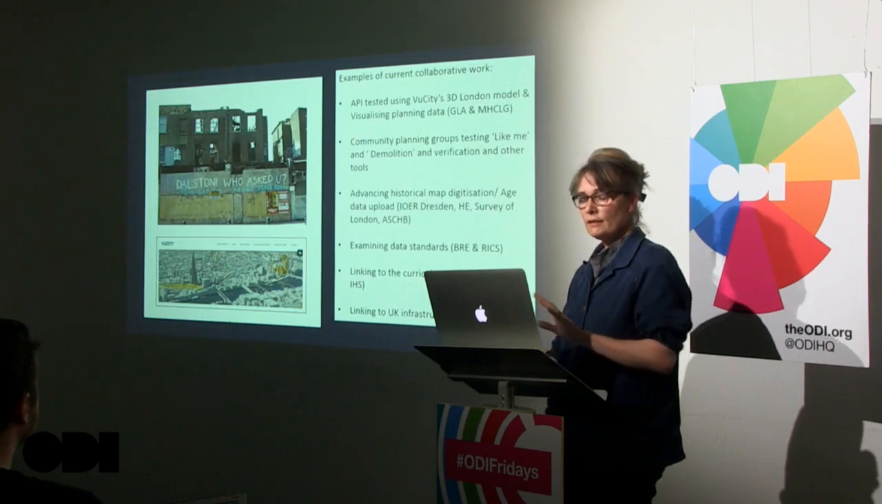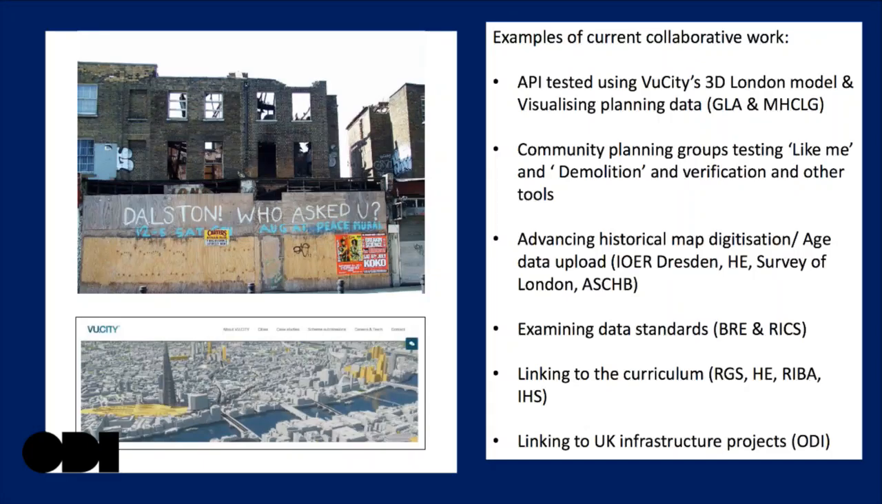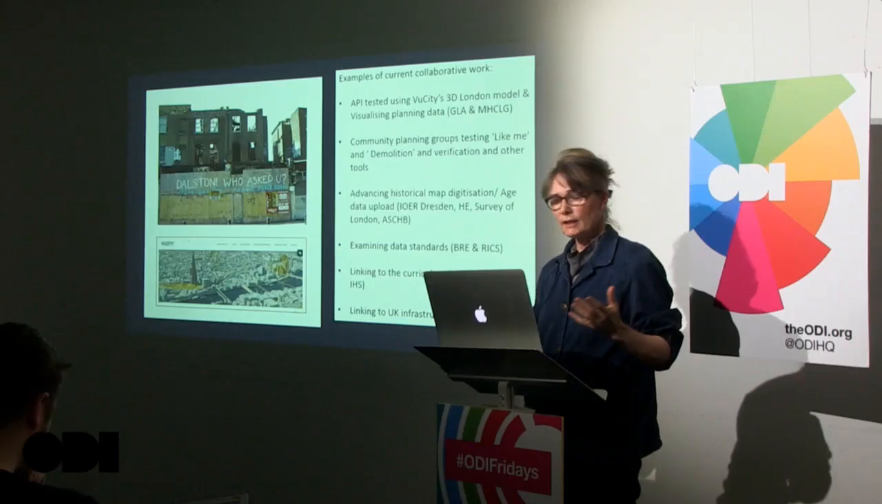So I just wanted to finish up with these two key things that we're looking at, which is examples of collaborative work. On one side, we want to work very much with community planning groups to test it, which is why I put this Dalston "Who Asked You" slide up, because we've got to stop just dumping stuff on the streetscape. We need feedback on actually whether things are working or not.